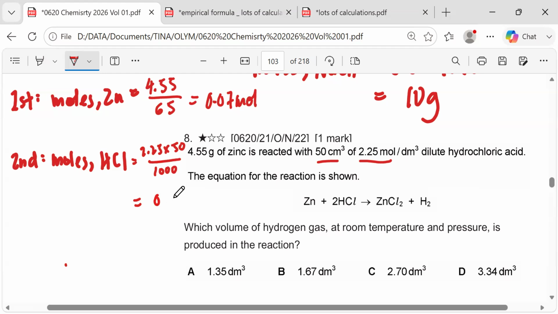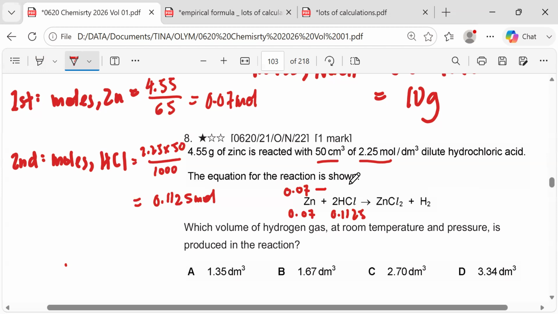0.1125 mole. Okay? Did you get this? Yeah. Here's the thing, now, if this is 0.07, right? And this is 0.1125. Okay. Which is the one that is less? I have 0.07.